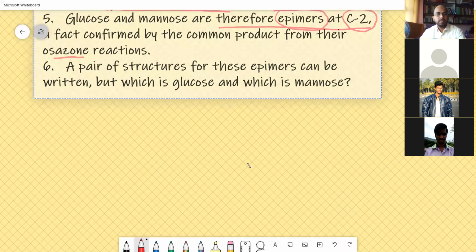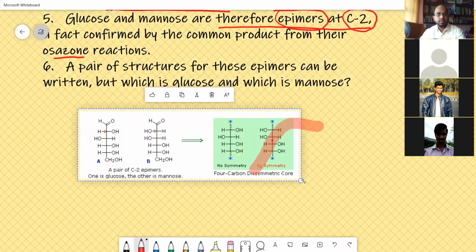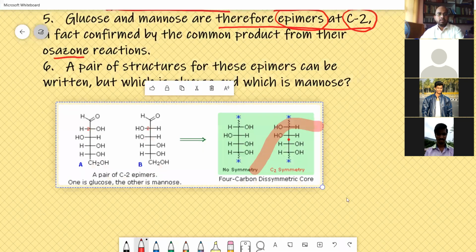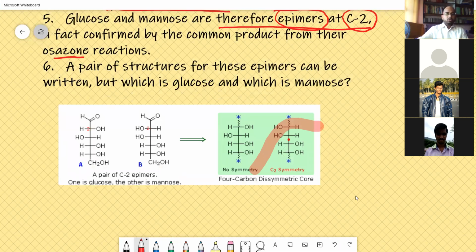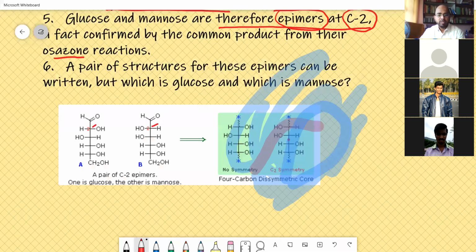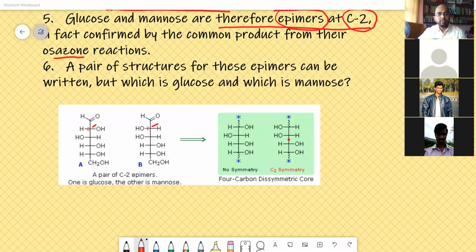Here you can see. We have to find out which C2 is this one. This one is C2, this one is C2. A pair of C2 epimers, one is glucose and the other one is mannose. In order to determine which of these was glucose, we have to use the C2 symmetry of the four carbon aldaric acid, shown in the following diagram where the C2 axis passes through the projection formula.